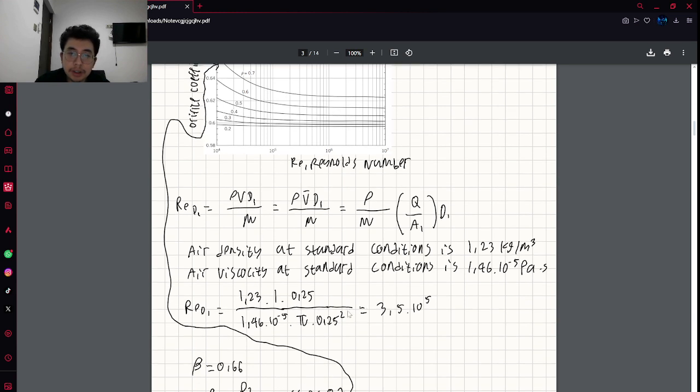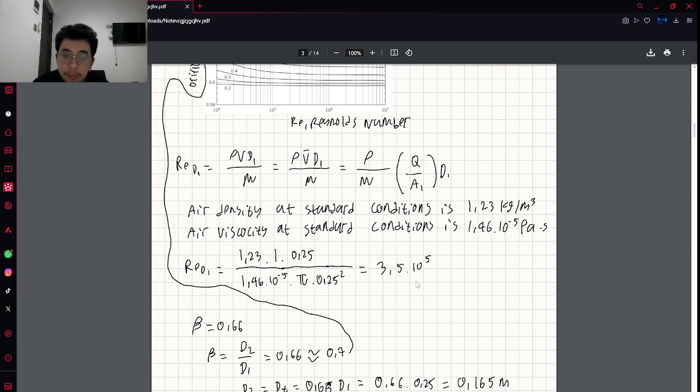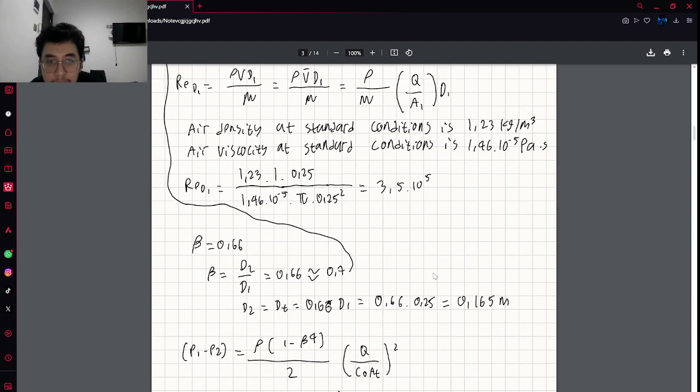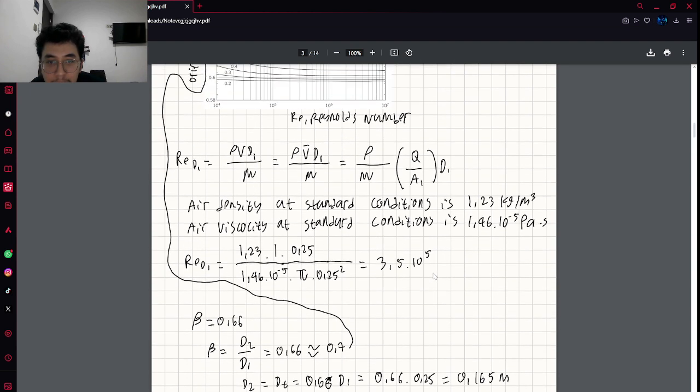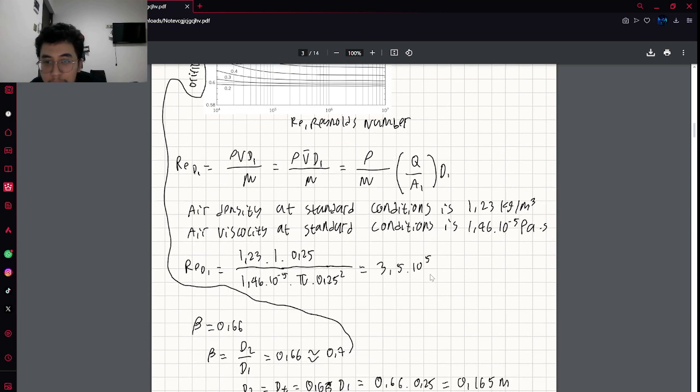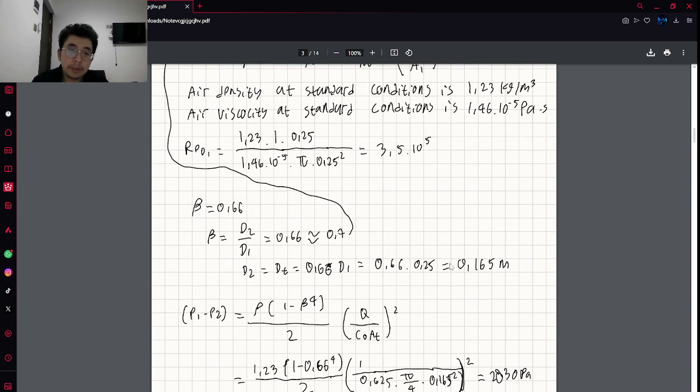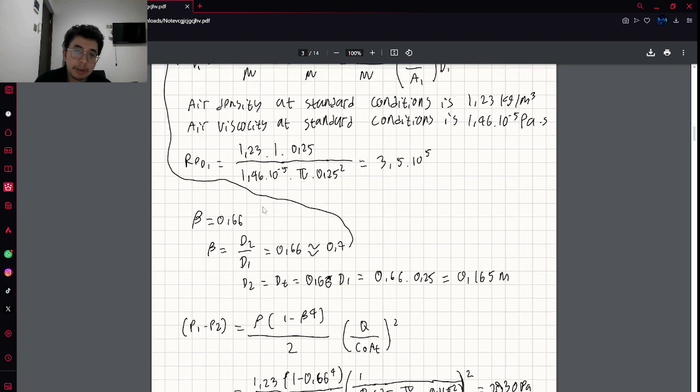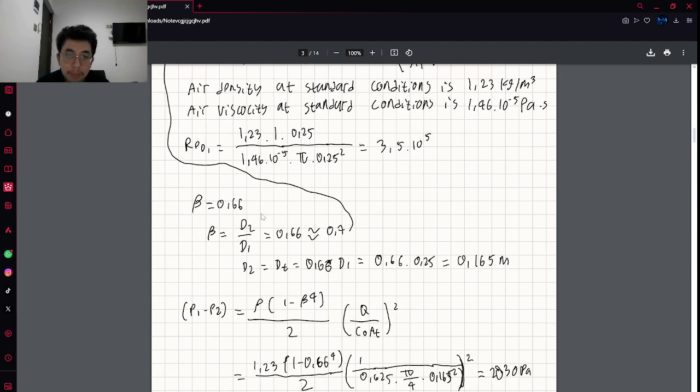We can get this right here. We can get the Reynolds number, which is 3.5 times 10^5. Okay, so we get that part, and let's keep that for now. Then we get to this part right here, which is beta. Beta is basically a ratio of d2 divided by d1. This part is basically an initial guessing game.